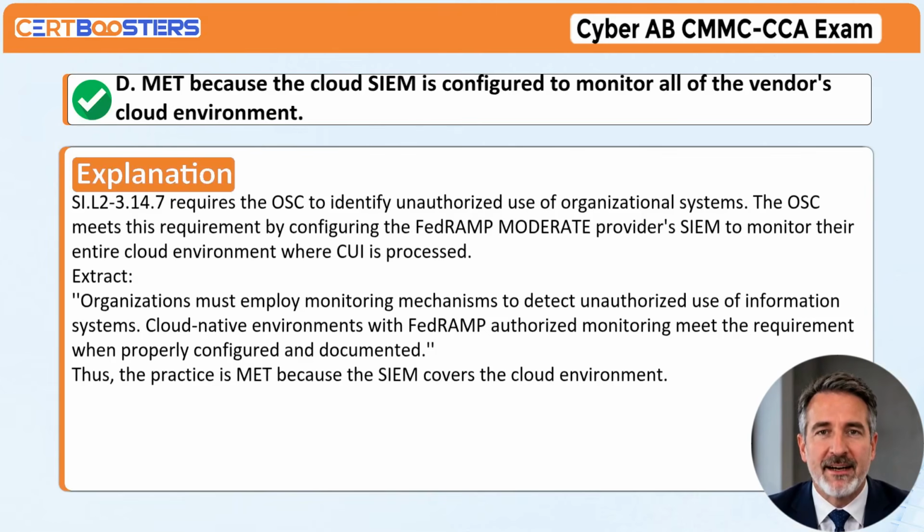Correct answer: D. Met because the cloud SIEM is configured to monitor all of the vendor's cloud environment. Explanation. SI.L2-3.14.7 requires the OSC to identify unauthorized use of organizational systems. The OSC meets this requirement by configuring the FedRAMP moderate provider's SIEM to monitor their entire cloud environment where CUI is processed. Extract: Organizations must employ monitoring mechanisms to detect unauthorized use of information systems. Cloud-native environments with FedRAMP authorized monitoring meet the requirement when properly configured and documented. Thus, the practice is met because the SIEM covers the cloud environment.